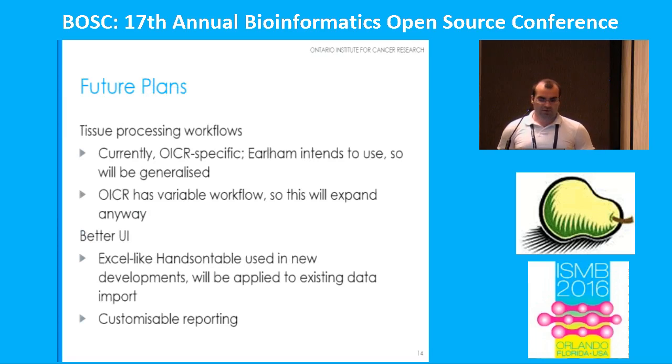So currently we're planning to expand the tissue processing workflow for our own needs at OICR, but Erlem is also interested, so that will be generalized with time. Our workflow tends to be very variable because we handle a lot of special cases that our customers require. And we want to improve the UI. We've been using those Excel-like Handsontable tables for all the new development, but there's a bunch of existing places that are still using upload-download spreadsheets, and we intend to replace all of those, and we want to get better reporting.